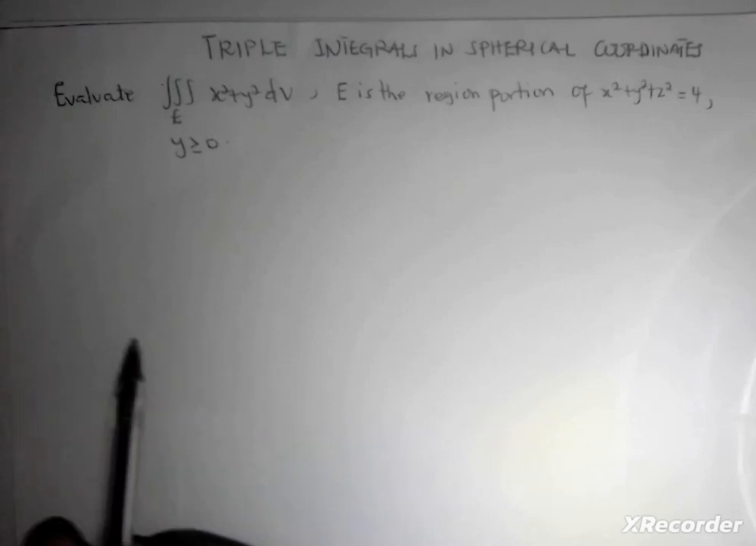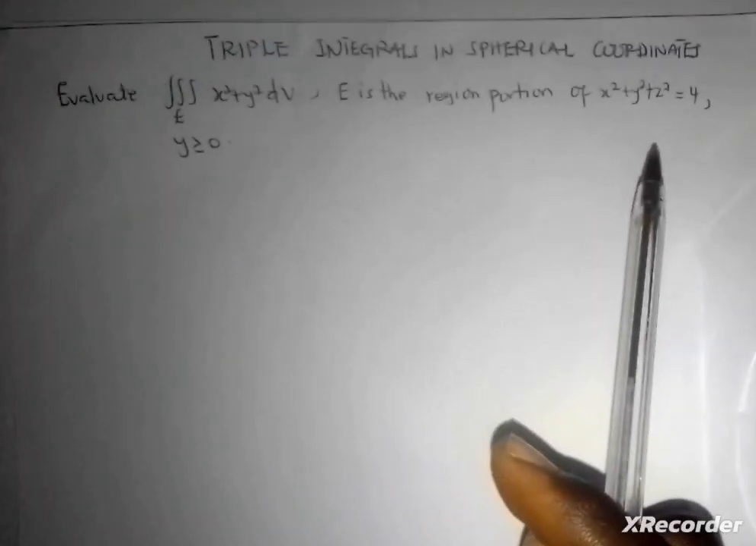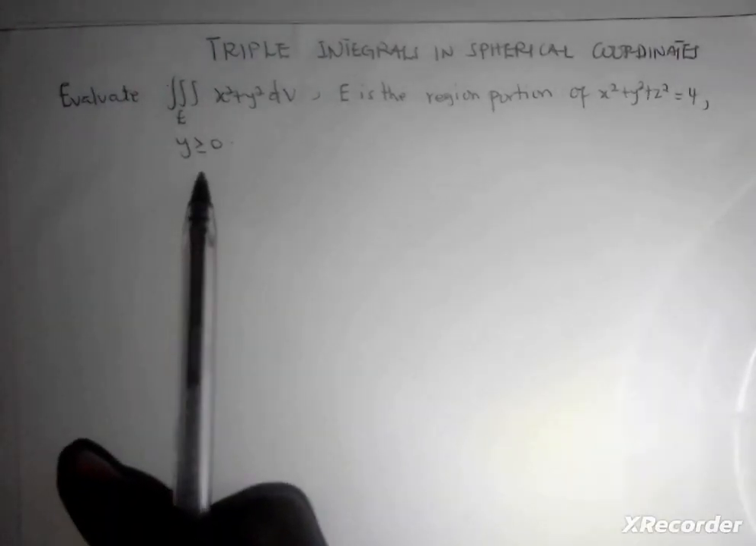So it said evaluate the triple integral of x squared plus y squared dV, where E is the region portion of x squared plus y squared plus z squared equals 4, where y is greater than or equal to 0.